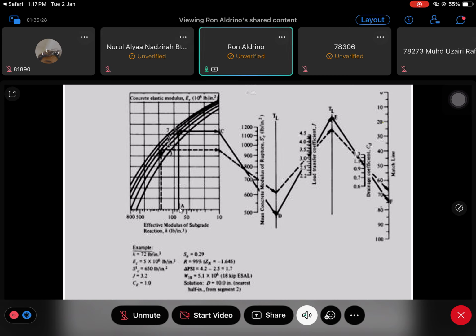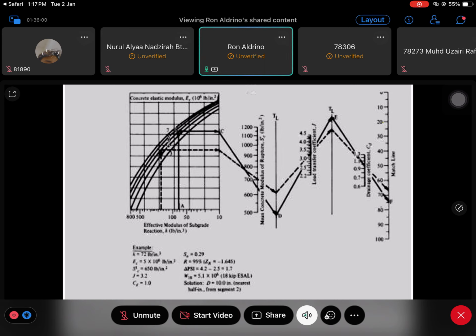So what happens is that you draw a straight line up towards the concrete elastic modulus E. Your concrete elastic modulus E, which is times 10 to the power of 6, is 5. So you look for the number 5 in the graph here. The chart here has 3, 4, 5. So number 5 is over here, and you draw the line straight, touching the 5. That is 5 times 10 to the power of 6 pounds per square inch.